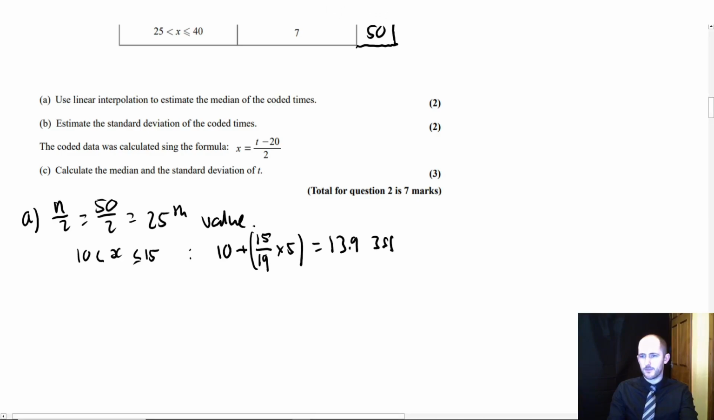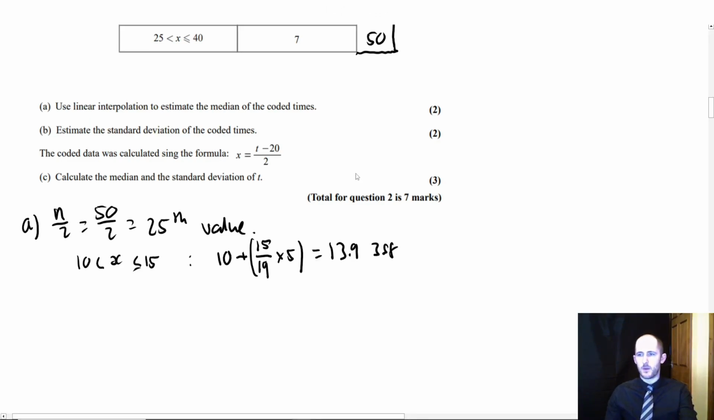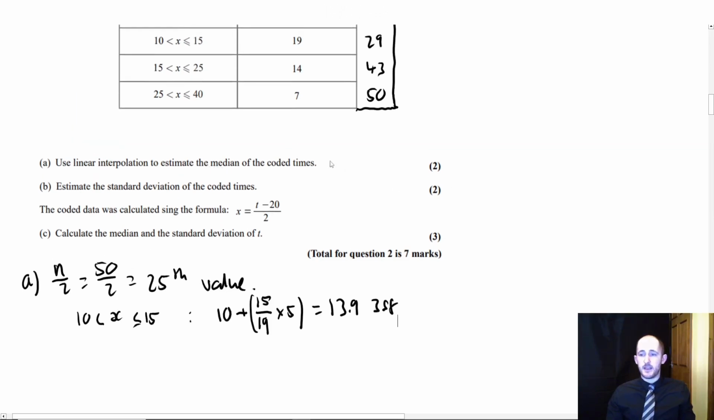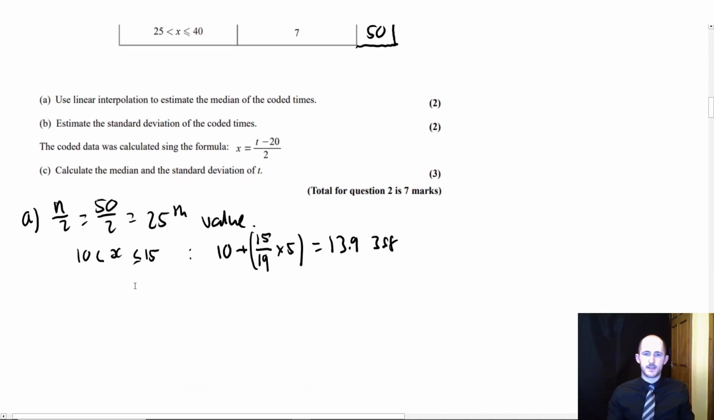I'm going to do it to 3SF. And the reason why I'm doing that is it's time in minutes. We can give decimal for minutes, that's fine. It's just we don't normally go to like 2 or 3 decimal places, so I'm going to leave it like that. Okay. And that's the median of the coded times. Perfect.